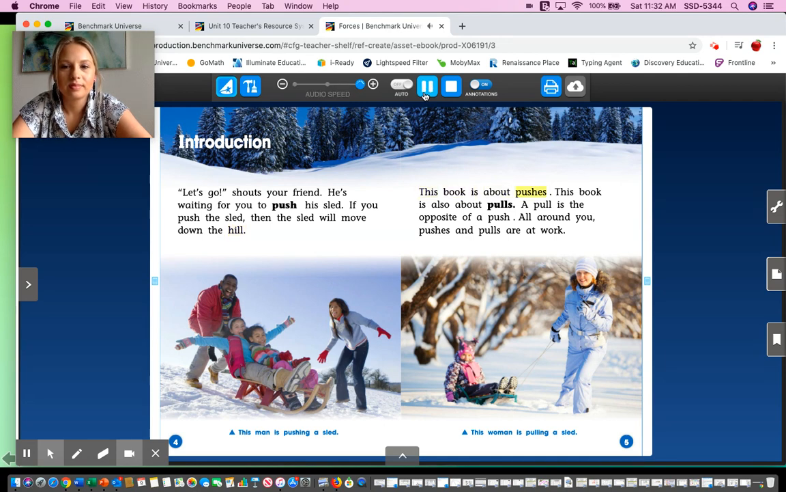This book is about pushes. This book is also about pulls. It's about pushes and pulls. So what is it? Forces. A pull is the opposite of a push. All around you, pushes and pulls are at work. This man is pushing a sled. This woman is pulling a sled. So the guy is pushing the sled and this woman is pulling the sled. So someone's on here, and do you see the rope connecting it? Good. So the introduction was telling us we're going to be reading about pushes and pulls, which we know are forces.